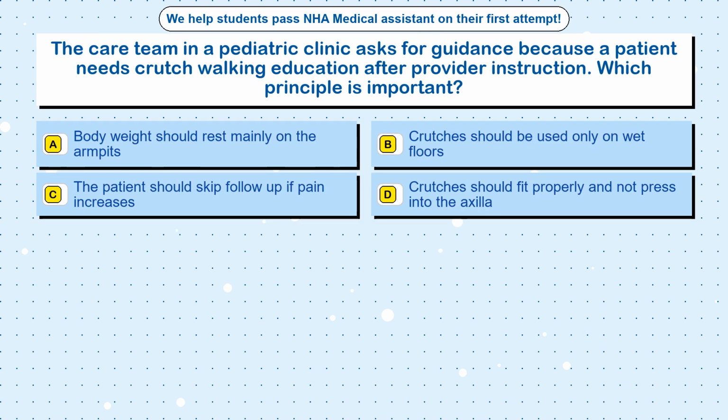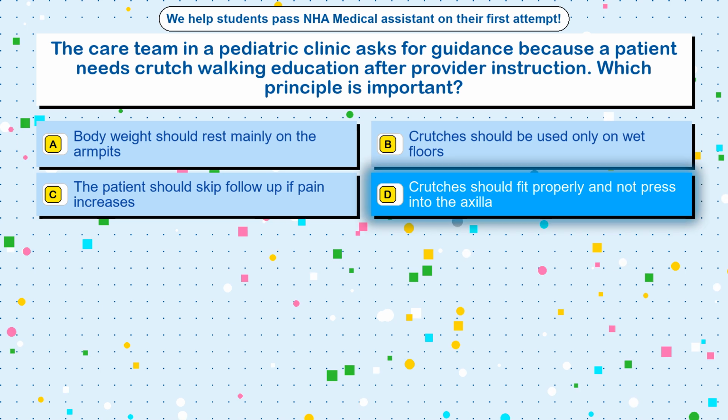Question 51. The care team in a pediatric clinic asks for guidance because a patient needs crutch walking education after provider instruction. Which principle is important? Option A, body weight should rest mainly on the armpits. Option B, crutches should be used only on wet floors. Option C, the patient should skip follow-up if pain increases. Option D, crutches should fit properly and not press into the axilla. The correct answer is option D, crutches should fit properly and not press into the axilla.